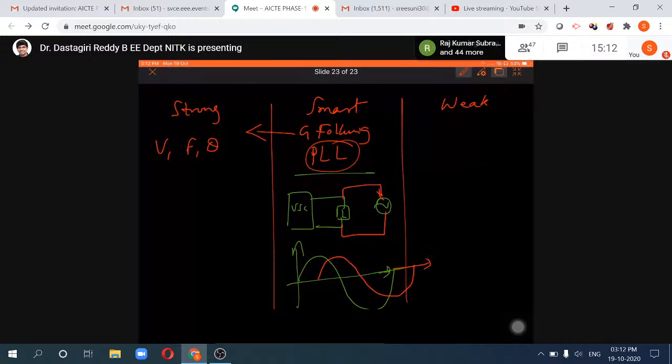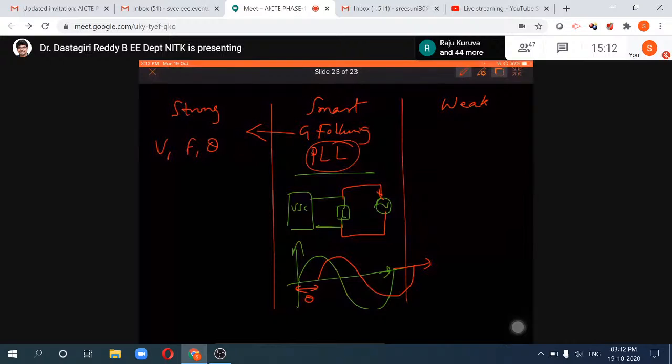So what happens? There is a huge jump here. There is a huge change in theta, and also instead of the maximum value at this point, it is going to the minimum value, and in the negative half cycle, instead of the minimum, it is coming to 0.